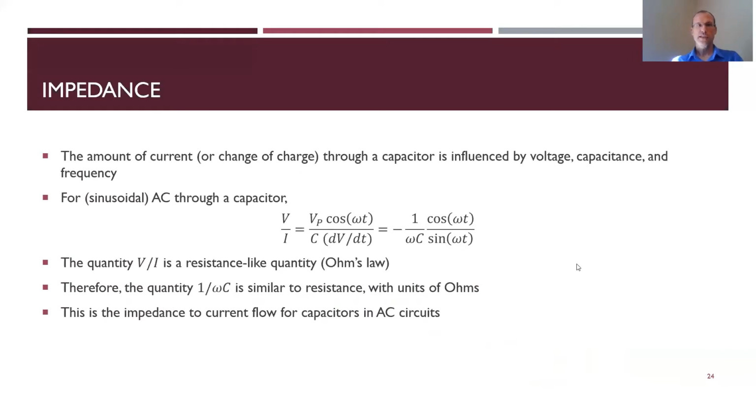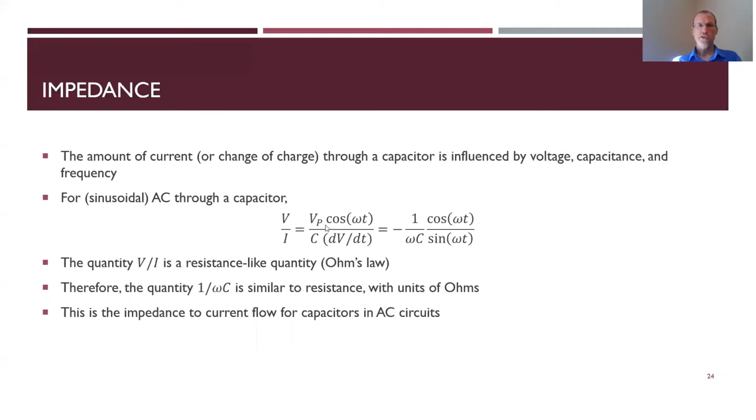And then last thing for today is impedance. So the amount of current, change of charge through a capacitor is influenced by the voltage, the capacitance, and the frequency as we've seen. If you have an AC source through a capacitor, the voltage divided by the current, that's what is resistance by Ohm's law.